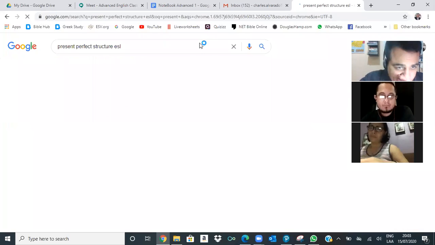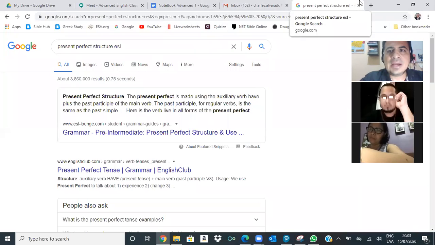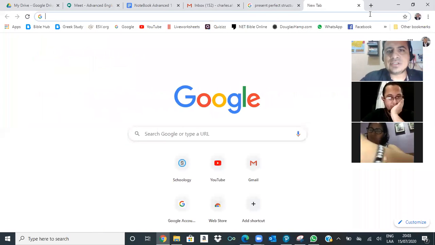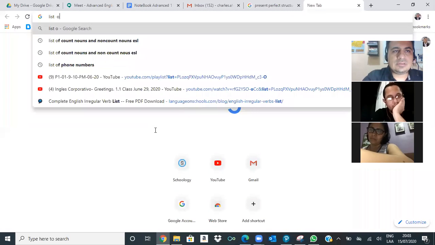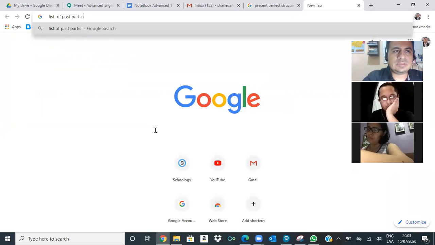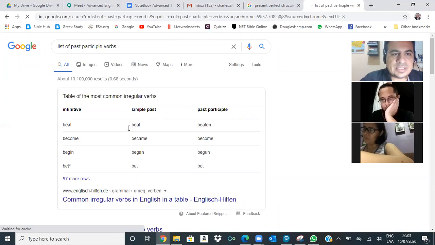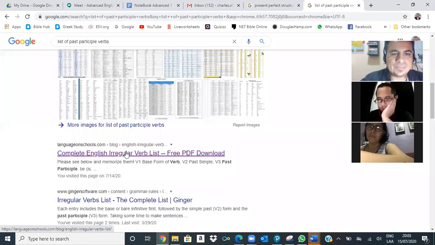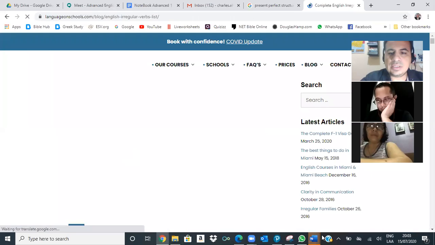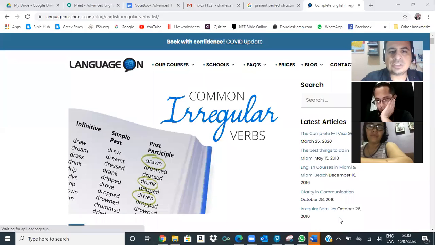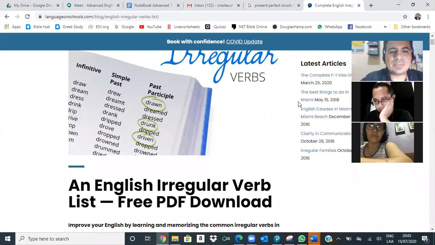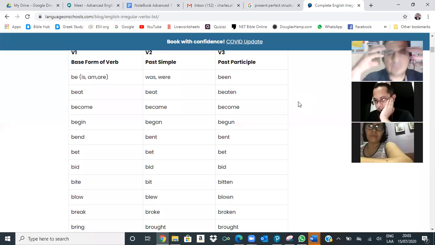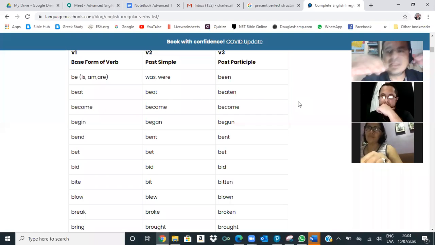Present perfect structure. Did everybody see the list of past participles that I sent you? The list of past participle verbs, okay? En realidad, si ustedes buscan en Google, van a encontrar muchas. Something that you have to do here is try to increase your knowledge of the past participles, okay? How can I do that? ¿Cómo me lo voy a memorizar todos? No. Yo creo que ni yo mismo me los puedo todos. No es de memorizar, sino de usar.